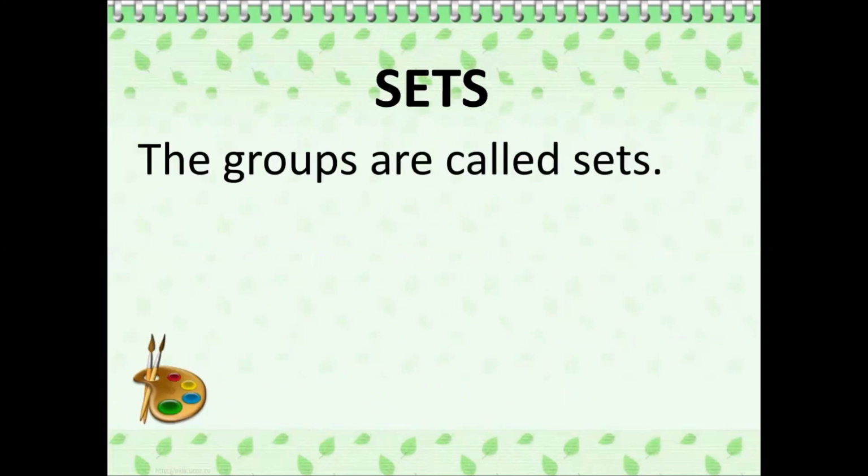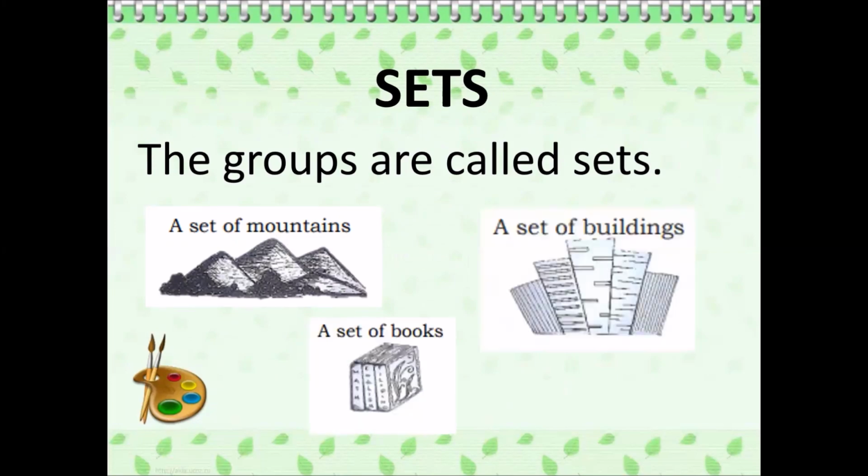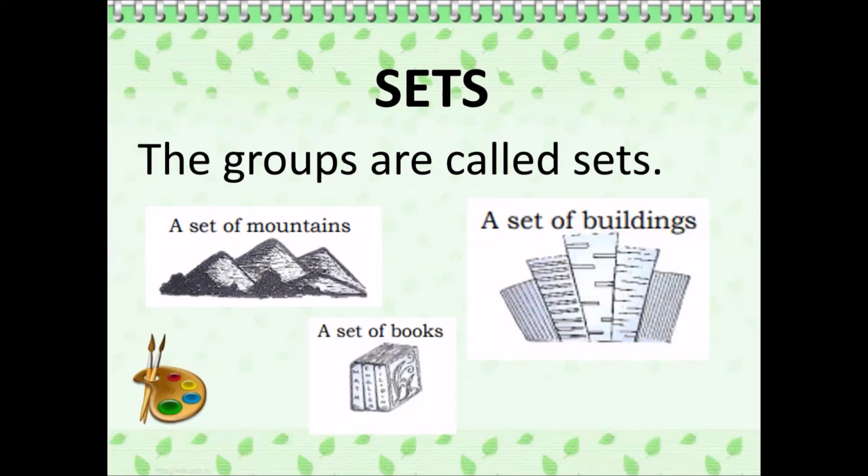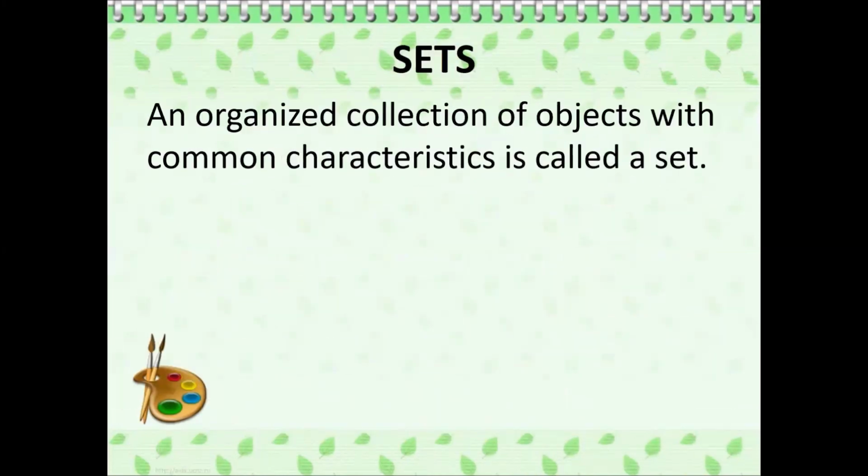So sets, when we hear the word sets, these are groups. Example, a set of mountains, a set of books, a set of buildings. A set is also an organized collection of objects with a common characteristic, and these objects are called elements.